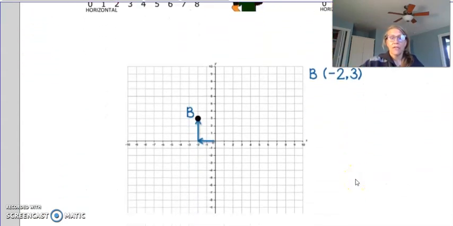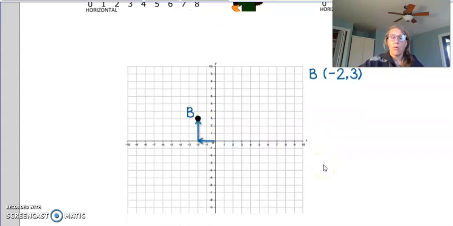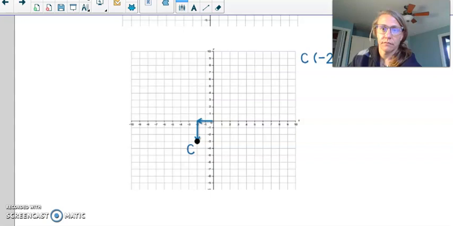Okay, so if we take a look at this graph right here, we have plotted the point (-2, 3). So you'll notice that that is in quadrant 2 because the first ordered pair, the x coordinate, is negative and the y coordinate is positive. So we go back on the x-axis and go up 3. And that is our point (-2, 3).